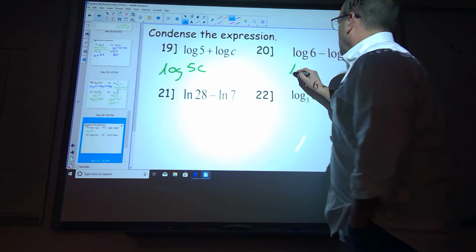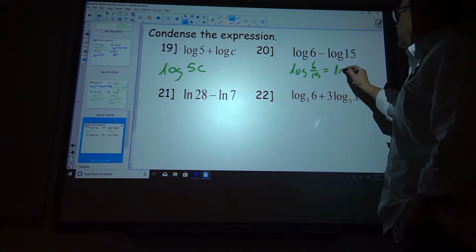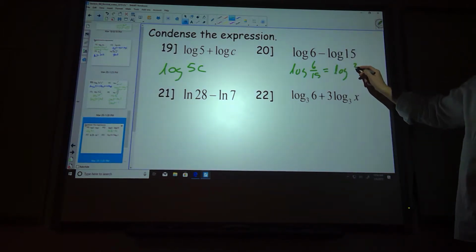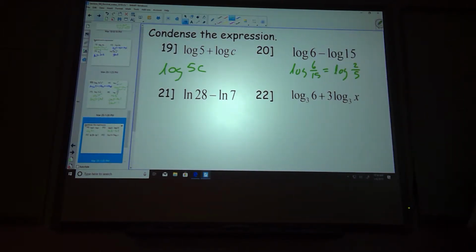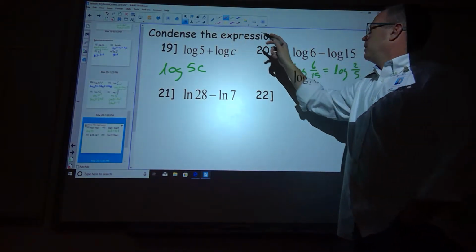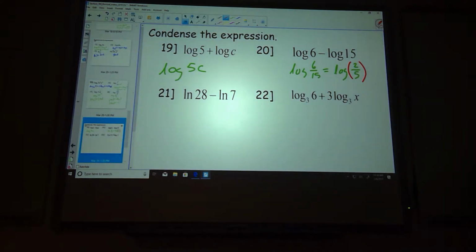This one's going to become log 6 over 15. I can reduce 6 over 15. 3 goes into both. So 2 over 5. Sometimes they will put it like this. It means the same thing to me. I don't think one's more correct than the other.